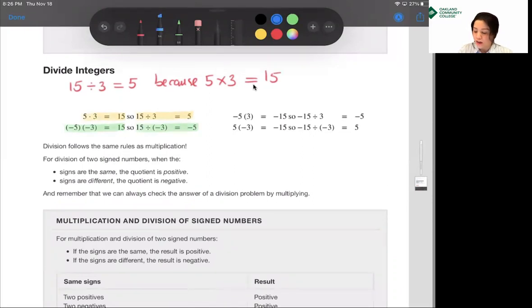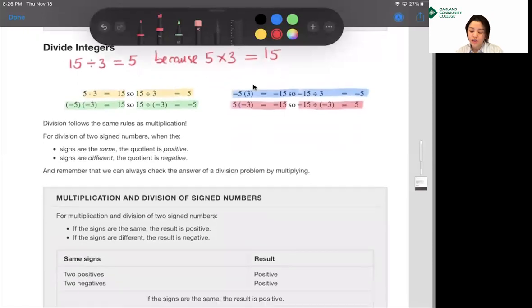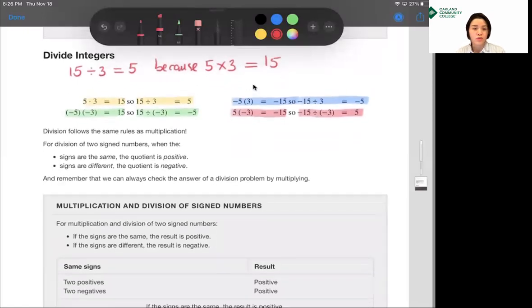So same thing over here. If I have negative 5 times 3 is equal to negative 15, then negative 15 divided by 3 is equal to negative 5. And lastly, 5 times negative 3 is equal to negative 15. So that means negative 15 divided by negative 3 gets me positive 5. From those examples, I hope you can draw out some kind of rule for yourself, right? It turns out that division follows the same rules as multiplication.